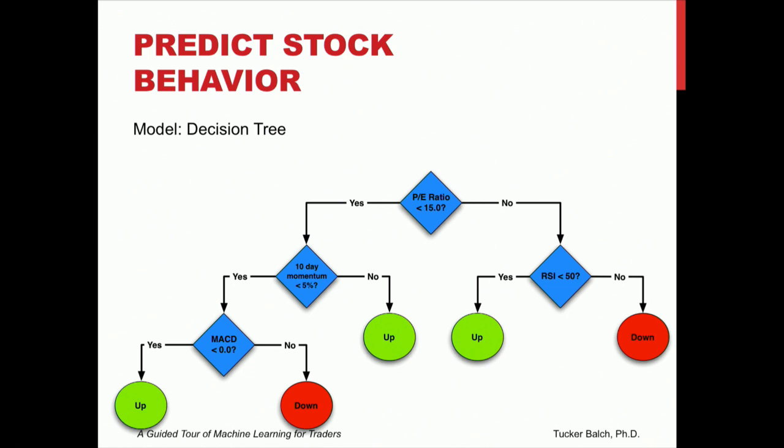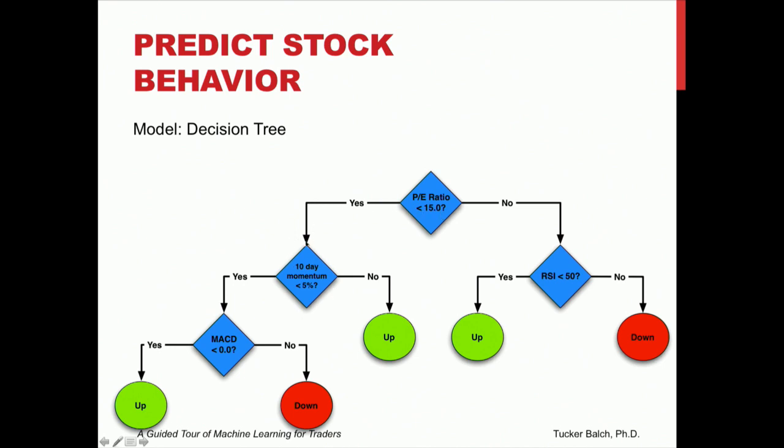I'm just trying to illustrate that it's built with binary quantitative questions that we can ask. At each node here, there's a feature that we're concerned about. For instance, at the root node, we're looking at PE ratio, and then there's a threshold. So we look at the PE ratio of the stock. If it's less than 15, then we go down this branch.